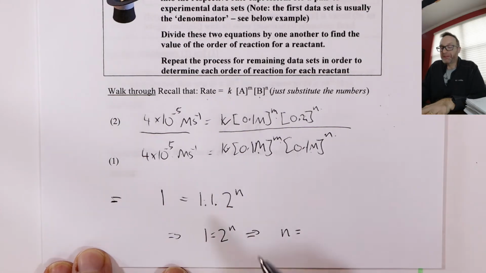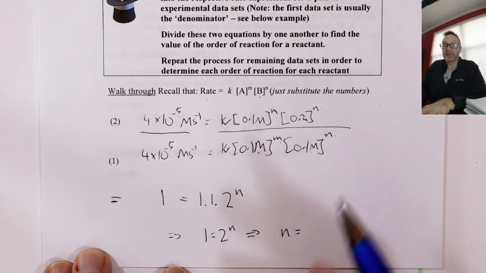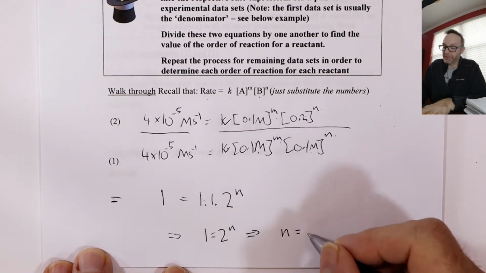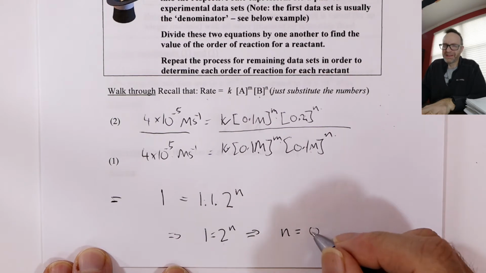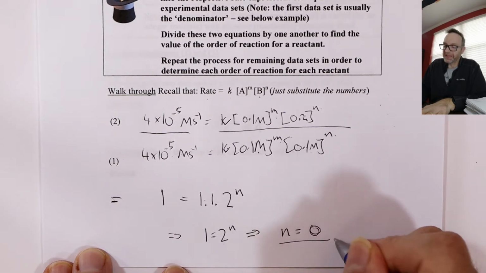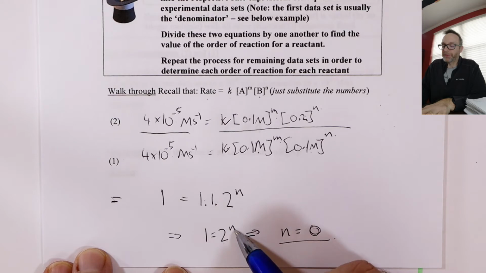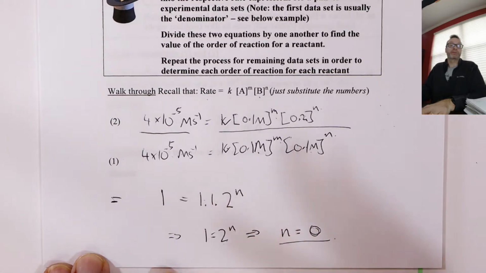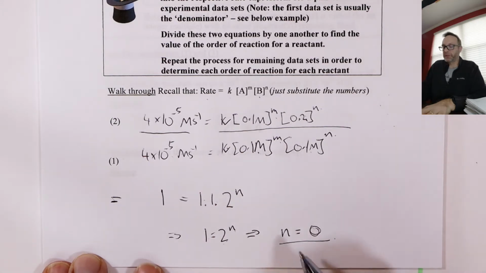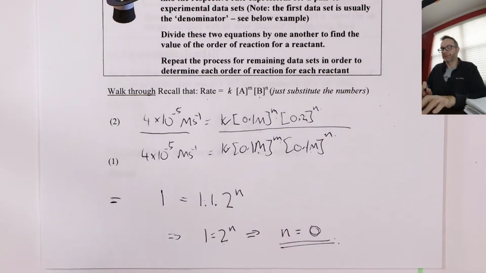Here's your trick, right? What if n is 0? Any number raised to the power 0 is 1, isn't it? So n must be 0. Say that again: any number raised to the power 0 is 1. 100 raised to the power 0 is 1, right? Anything raised to 0 is 1. So n equals 0. Okay.